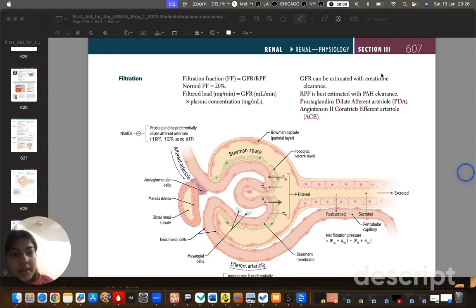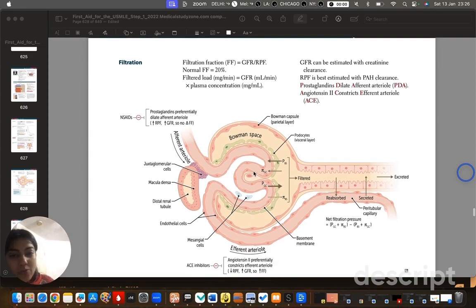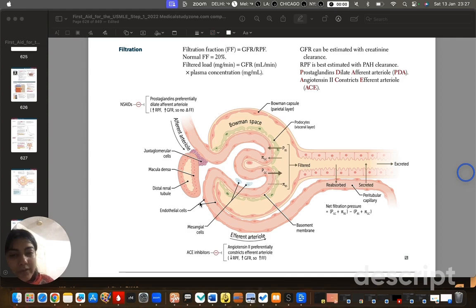Now my favorite part, how and what happens when they give medicine. For example, you have this macula densa. It detects the amount of constriction or the pressure, and then it sends a signal to the juxtaglomerular cell, which produces renin here, right? And then it goes into the RAS system.